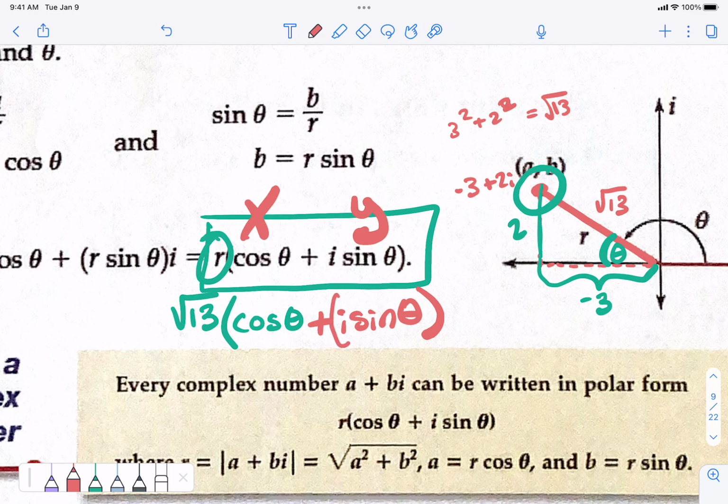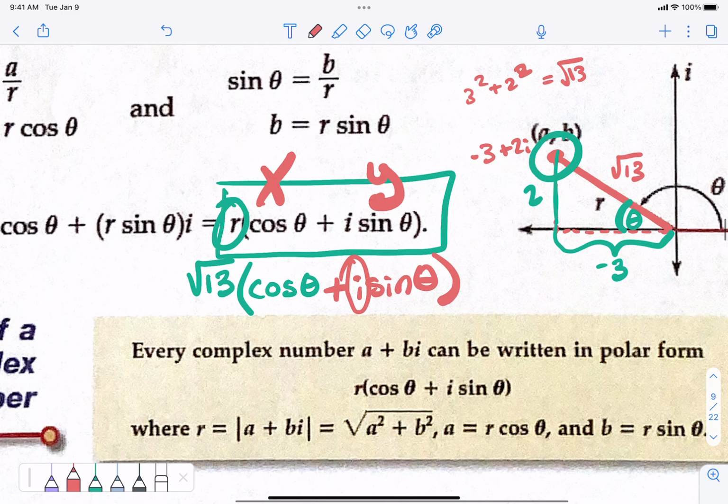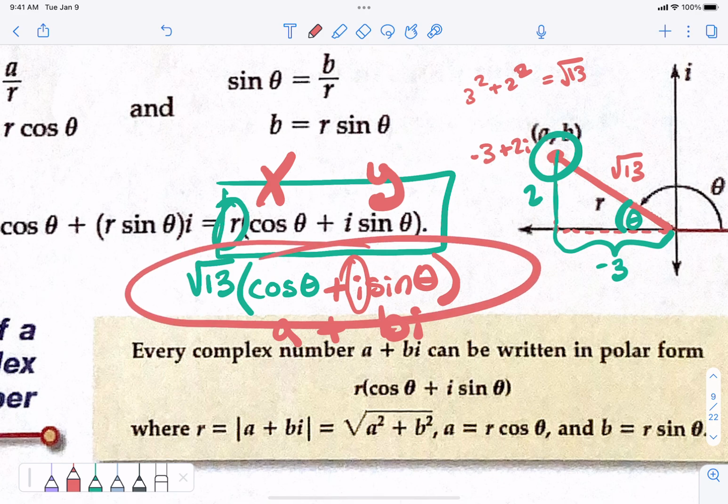Now, this i just comes from the a plus bi here. They just wrote the i in front of the sine of theta instead of at the end of it. But this is what your polar form will look like, except we have to solve for theta. This is the skeleton of what polar form looks like, okay?